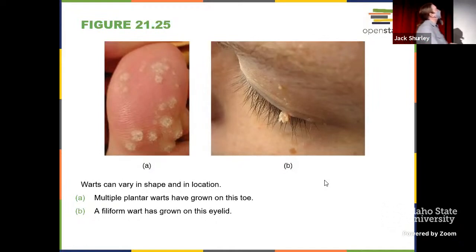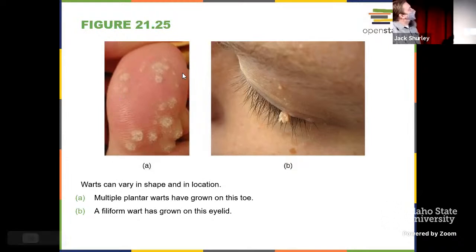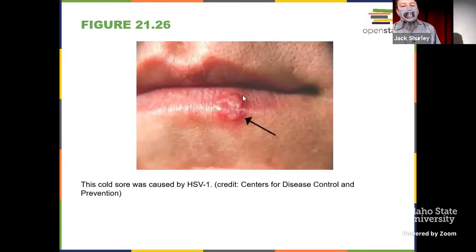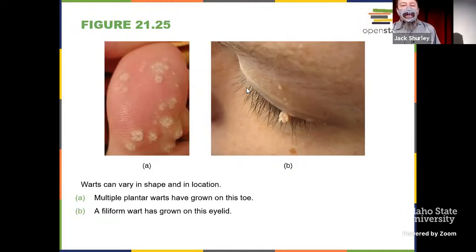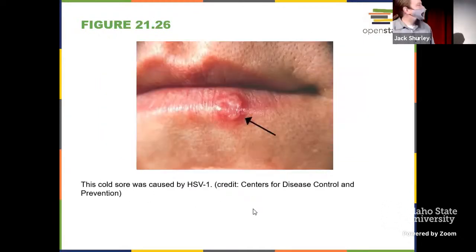Okay, so this next image, shifting over a little bit, we've got a couple of images of some warts. They vary in shapes, they vary in locations. There's all sorts of potentials with this. So multiple plantar warts on the toe, and then a filiform wart on an eyelid right here. I think that would be very irritating as I see that. So these viral, all right, papillomavirus is a viral infection that stimulates excessive skin production, the warts that we see manifesting. And again, there's all sorts of possibilities with that. We'll see some more details with that here in a bit.